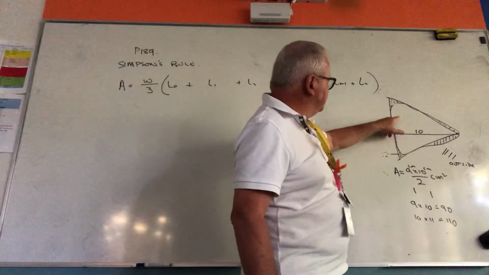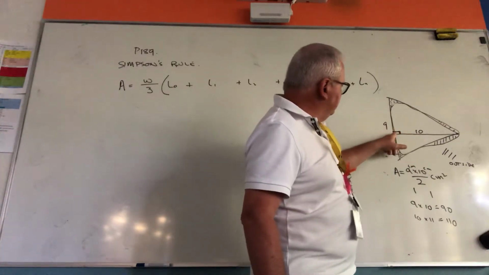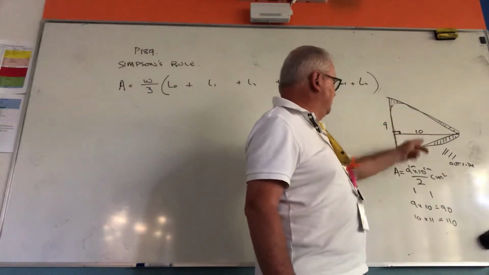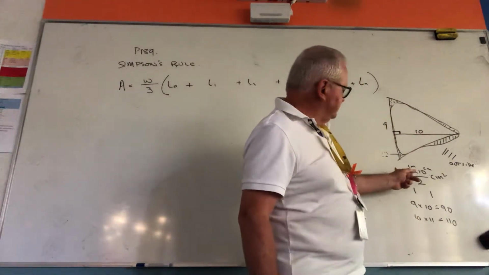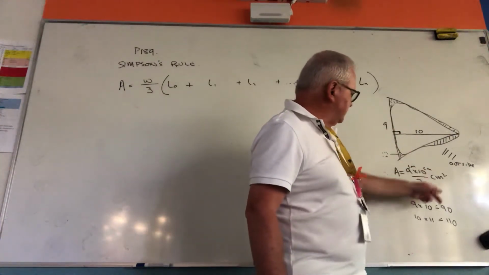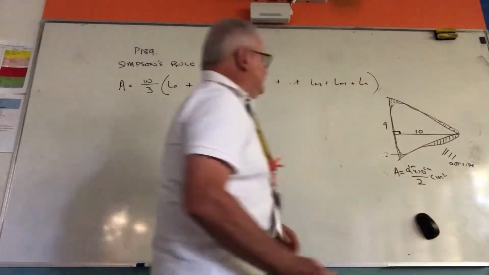Then you have to measure this triangle. The area is the base times the height. You've got to measure the vertical height and the base. I've just guessed these at 9 and 10. The area of a triangle is 9 times 10 over 2, base times height over 2, and it's in centimetres squared. Don't worry about that.